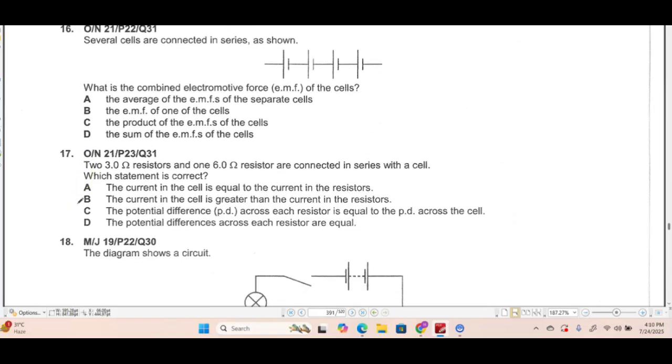Question number 16. Several cells are connected in series as shown. What is the combined EMF of these cells? If, for example, this is 2, 4, 6, and 2, so EMF would be 2 plus 4 plus 6 plus 2. So we add them up. Let's look at our options. The average of the EMF of the separate cells? No. The EMF of one of the cells? No. The product of the EMF of the cells, like they have to be multiplied with each other? No. The sum of the EMFs of the cells? Yes, this is what I've just told you. So D is our correct option.